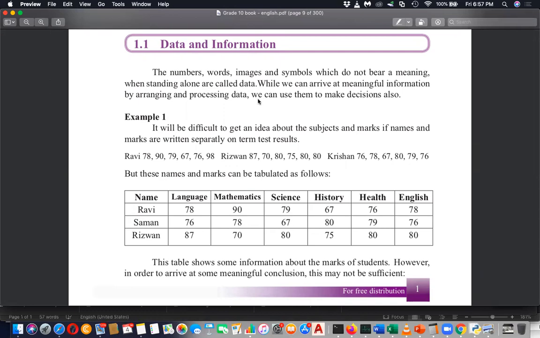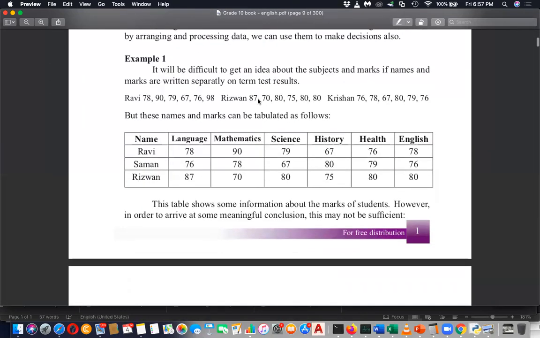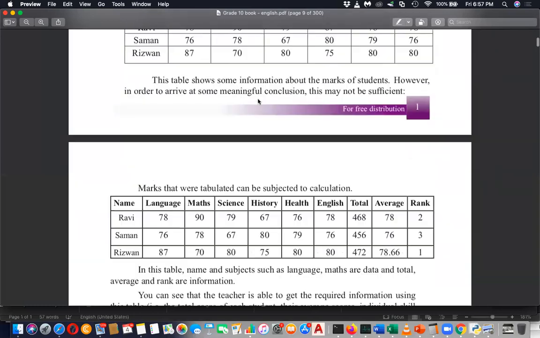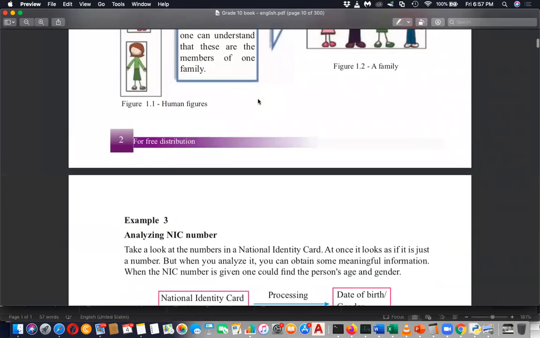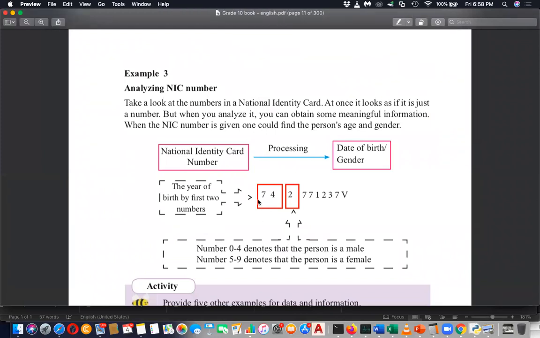Since we know information and data, we can proceed. This part we have discussed: how to obtain information from an NIC number. How to process an IC number and get information. This part we discussed on a previous day.